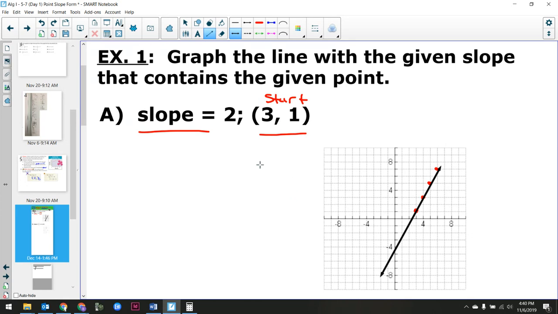Okay, did I need my y-intercept? No, not exactly. I could kind of guesstimate where it's going to be at -4 maybe, but I don't need it. I started at 3, 1 using my slope of 2.